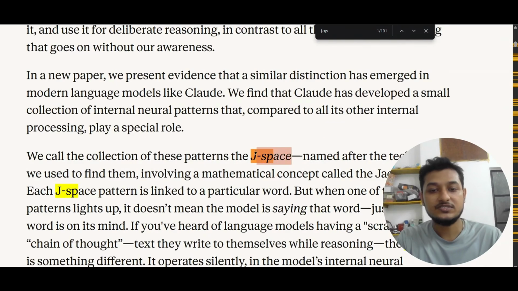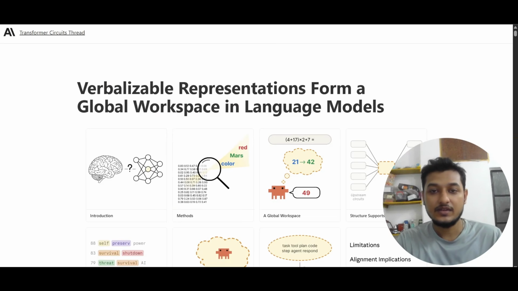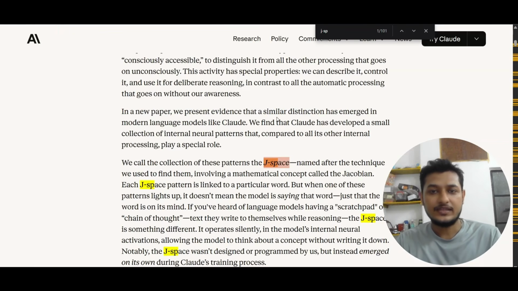I will talk about this J space inside this video and also why this J space is very important for a language model. Here you see this is their research paper, and a lot of points they have discussed, but inside this video, with the help of this diagram, I will explain it in a simple way so that any technical or non-technical person can understand.